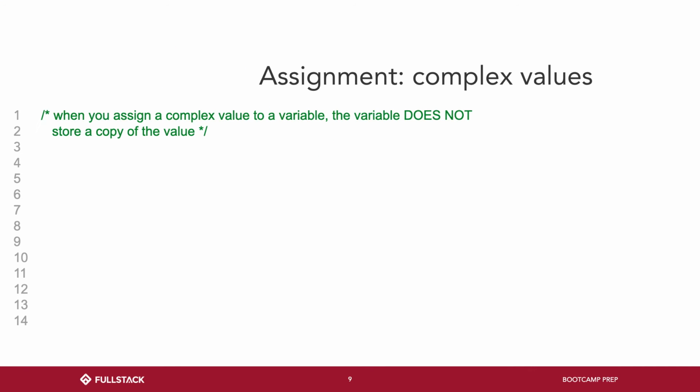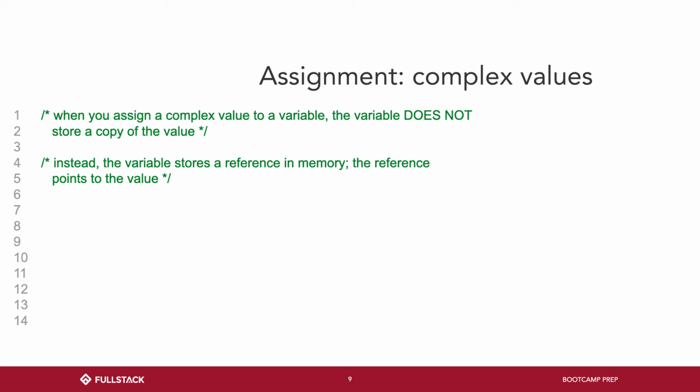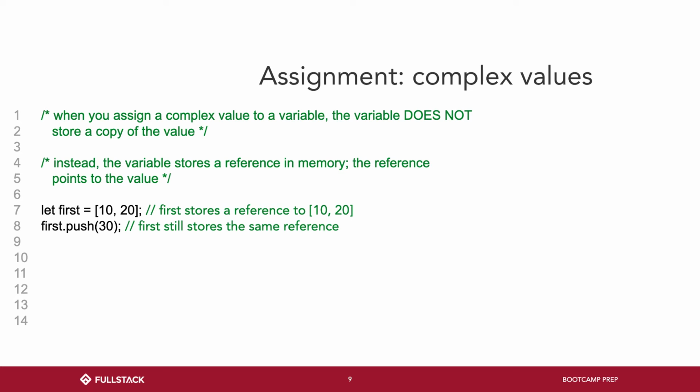So, when you assign a complex value to a variable, the variable does not store a copy of the value. Instead, the variable stores a reference in memory. The reference points to that value. So let first equal an array, 10, 20. First stores a reference to that array. First dot push 30. First still stores the same reference.